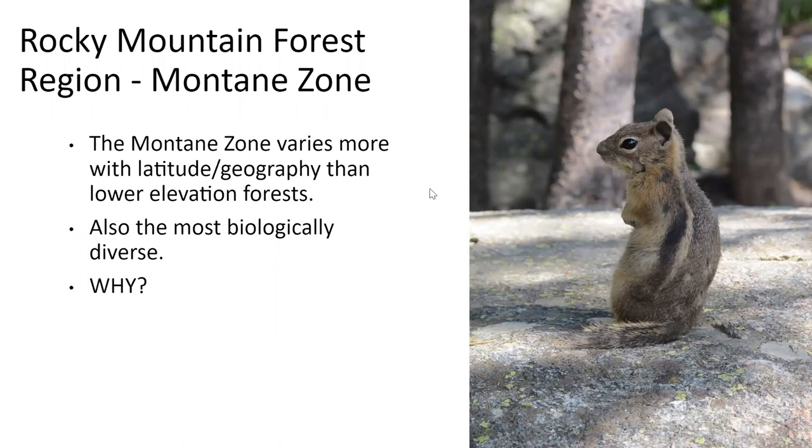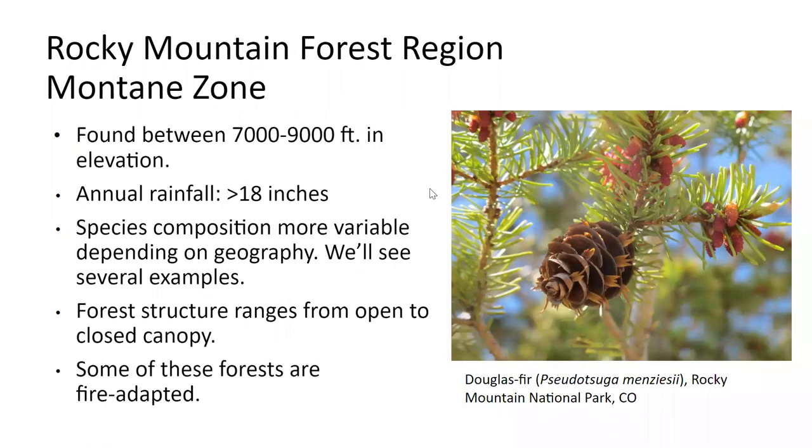So just an overview of this montane zone: generally speaking, depending on latitude, it's found between 7,000 and 9,000 feet. Annual rainfall is over 18 inches, definitely more than the ponderosa pine forest. As I said, the species composition varies depending on geography, so we'll look at a few examples. And the structure of those forests ranges from open to closed canopy. Some of these forests are fire adapted.